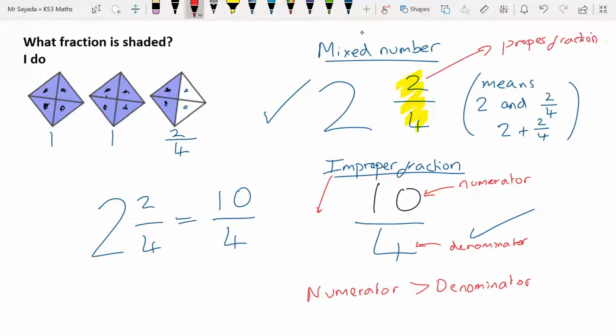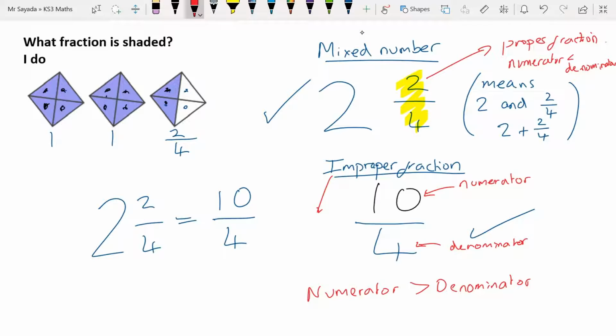So to summarize what we've learned in this example, we've learned that a proper fraction is where the numerator is smaller than the denominator. So 2 is less than 4. We've learned that an improper fraction is where the numerator is bigger than the denominator. And we've learned that a mixed number is when you've got a whole number and a fraction added together. So 2 and 2 quarters is a mixed number.